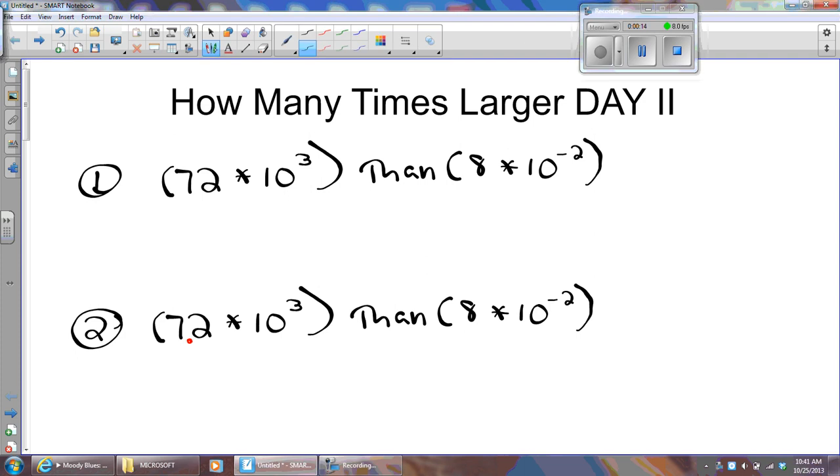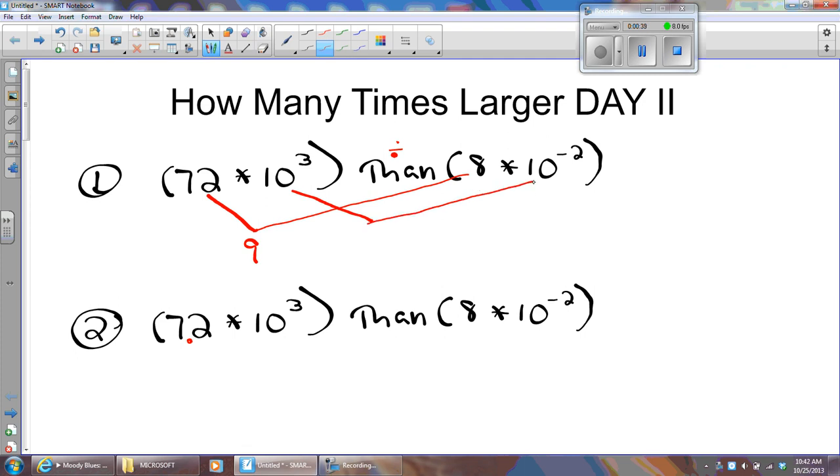All right, we're going to consider how many times larger. Now we've got the 72 times 10 to the third. How many times larger is it than 8 times 10 to the negative second? Well, remember, this is a division problem, right? And we are going to divide 72 by 8, which of course is 9, right? And then we're going to do 10 to the third divided by 10 to the negative second.